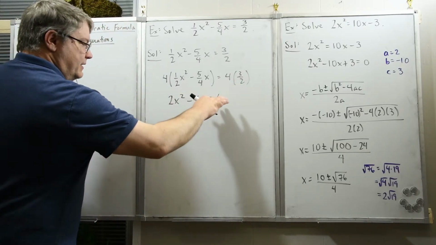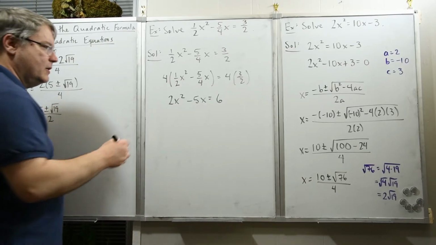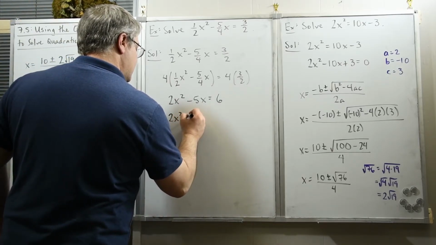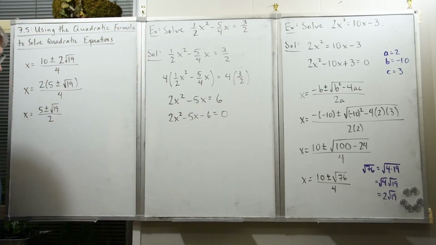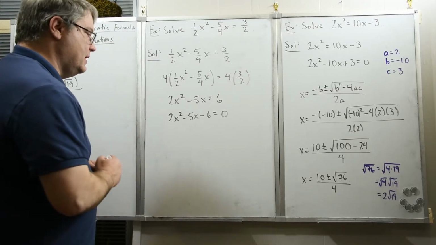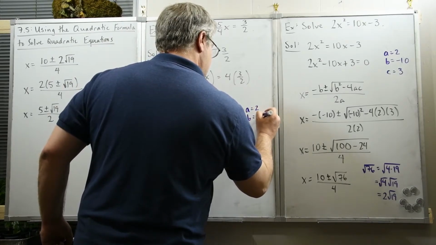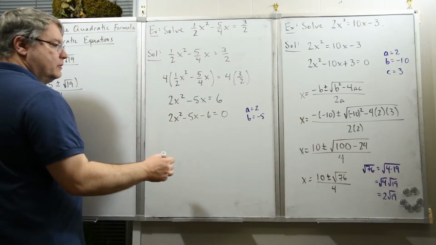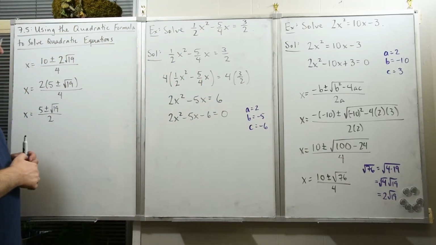Now, I don't exactly have the form that I want right now. I want to make sure that all my terms are on one side of the equation, so I'll have 2x squared minus 5x minus 6 is equal to 0. Just subtract 6 from both sides of this equation. And now I do have the form that I'm looking for, because I know now that a is 2, b is negative 5, and c is negative 6.